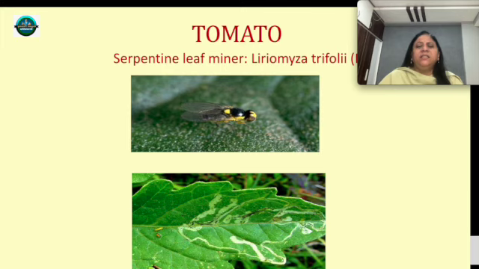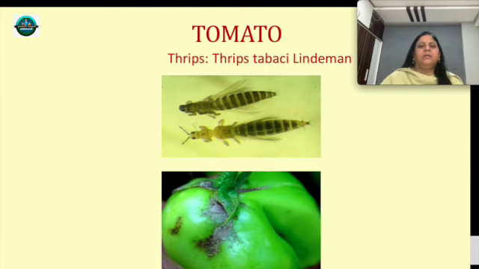Serpentine leaf miner, it mines the leaf. This is Liriomyza trifolii and causes damage. Tomato pinworm also causes damage. That I will take separately in a session on exotic pests. Thrips tabaci, thrips. You can see here the shape of the thrips and the damage. Mostly we think thrips cause damage to the leaves, but they can also cause damage to the fruits, like this, by scraping.